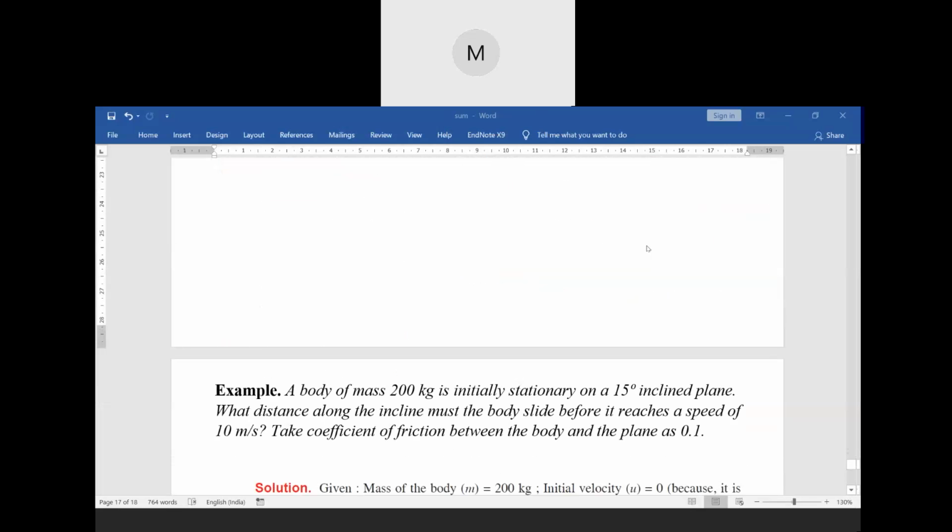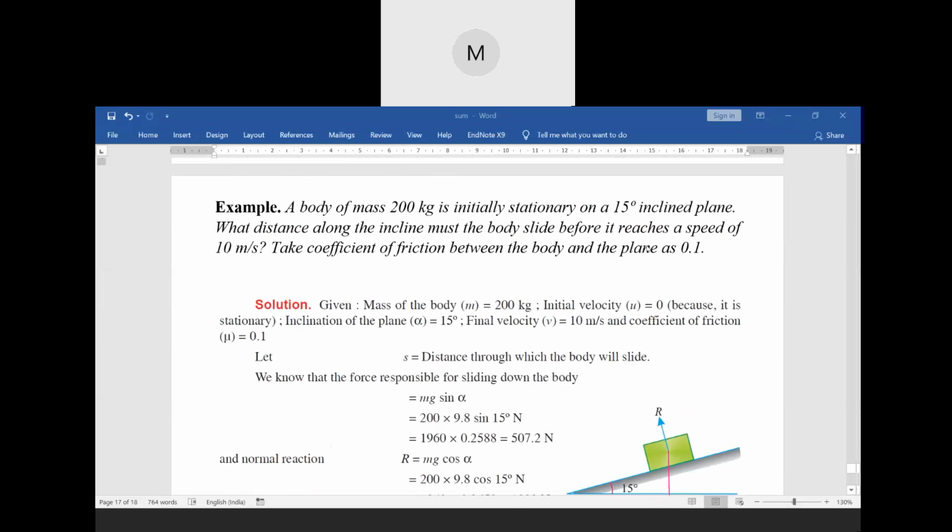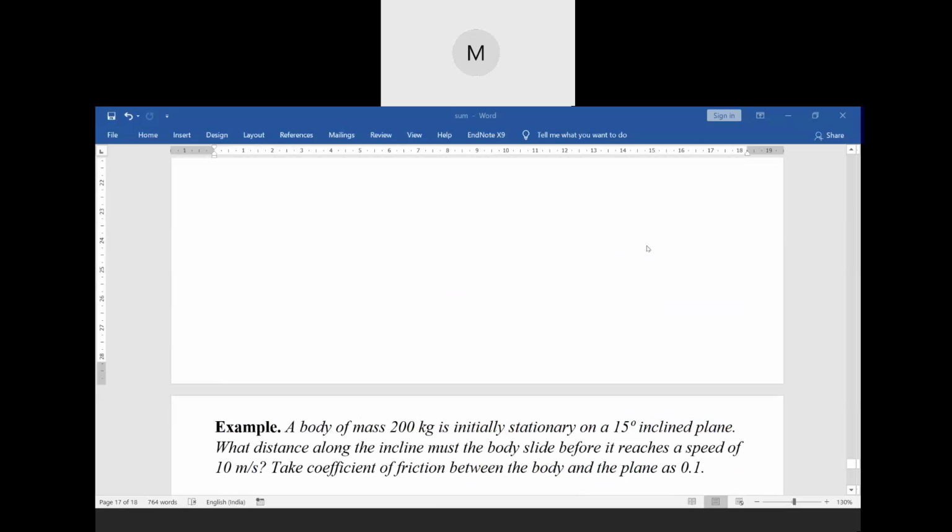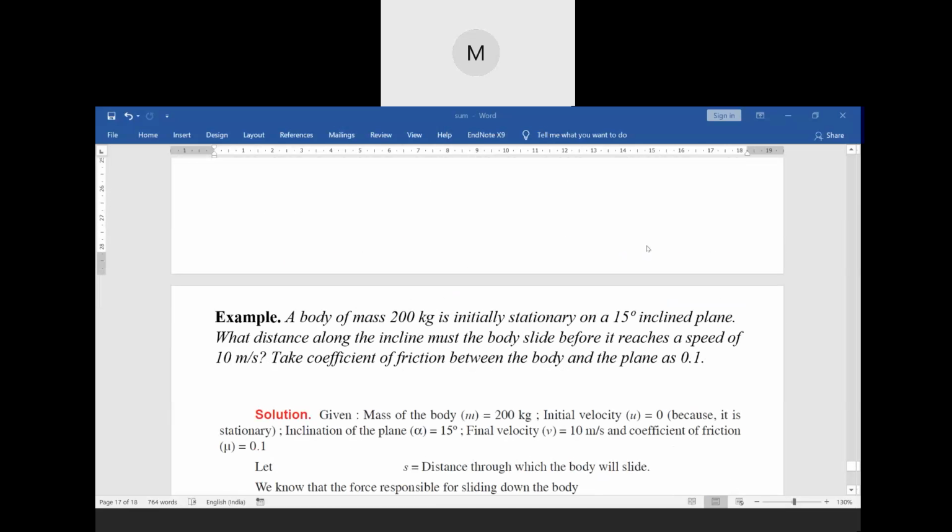Now we have another numerical. Attendance, don't give it now. Attendance at the end of the class, not now.